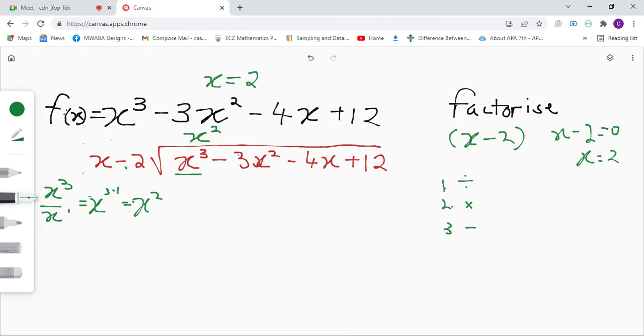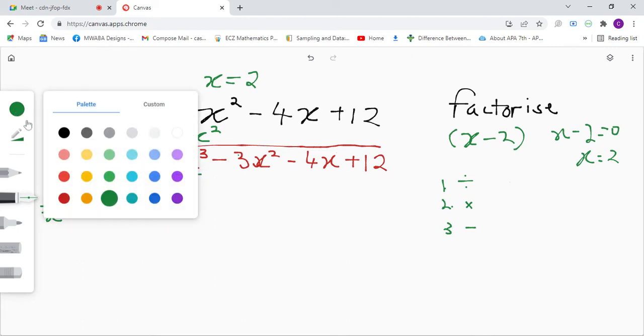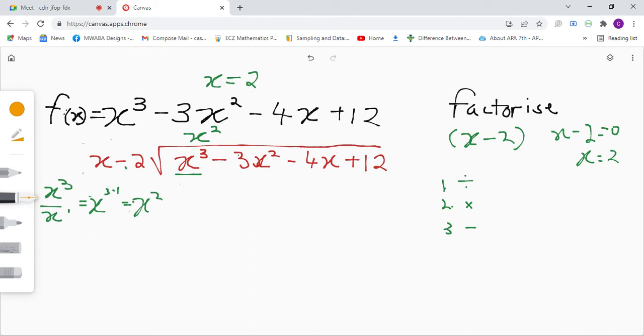Step 2, we multiply. So we say x squared times x, we get x to the power 3. Then x squared times negative 2 gives us negative 2x squared. So we've multiplied. Now we're going to subtract.